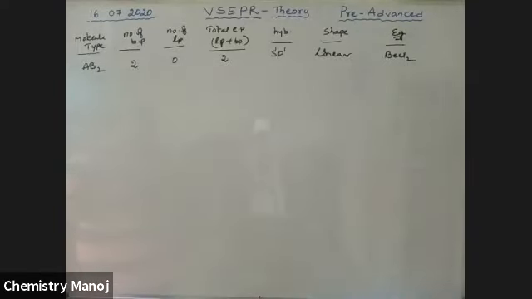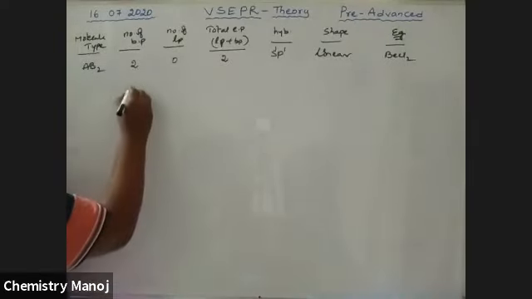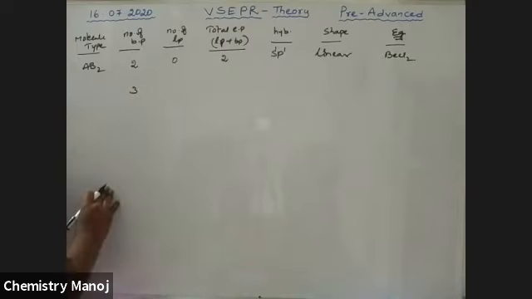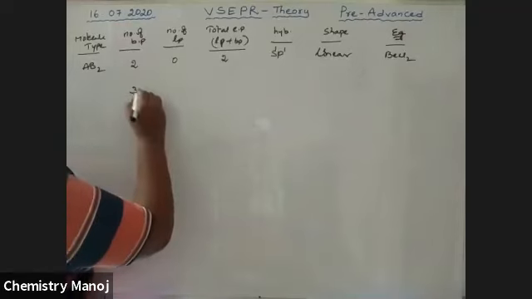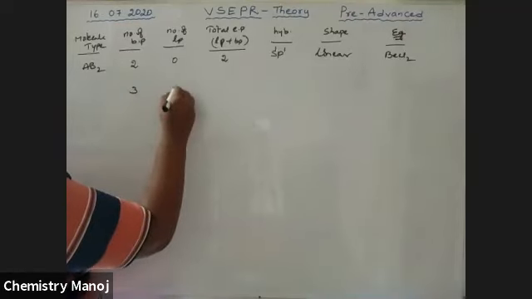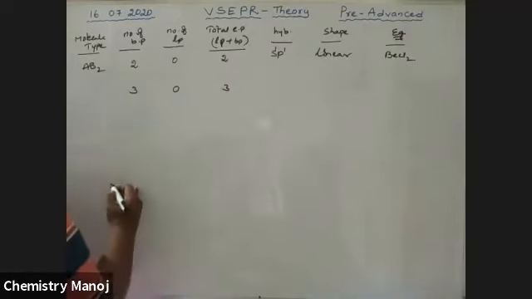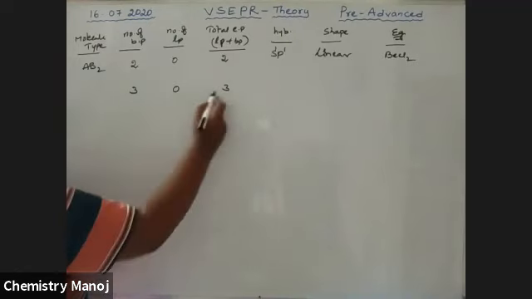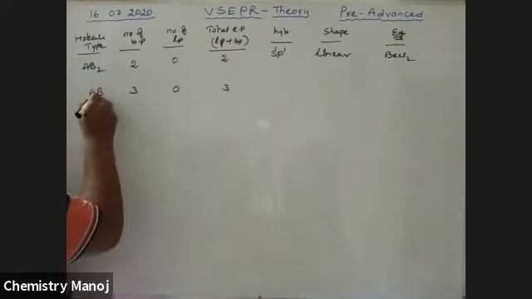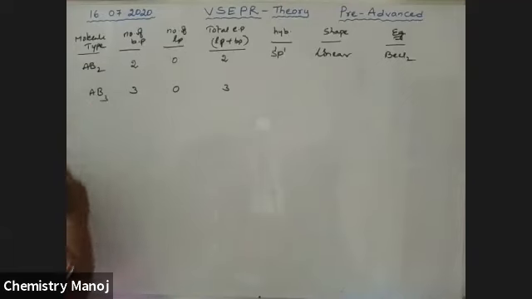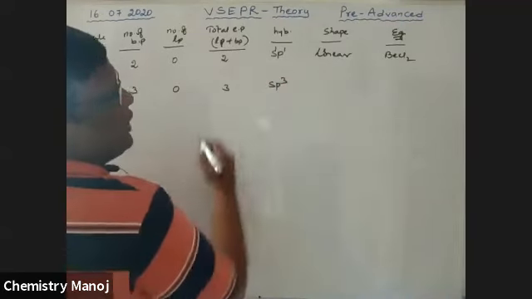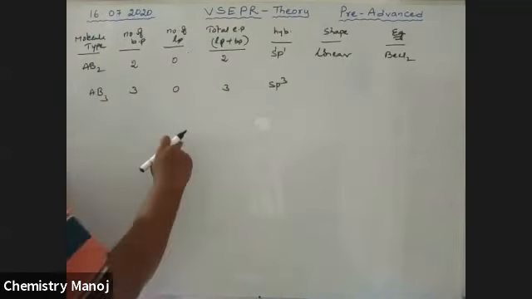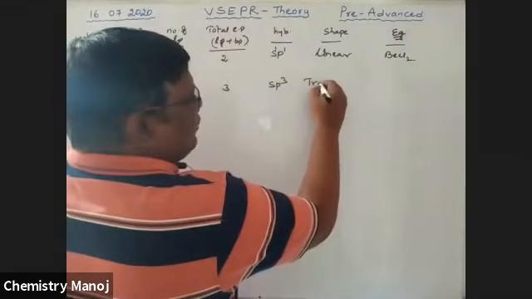Next, if the molecule contains 3 pairs, all these 3 pairs are bond pairs and 0 lone pairs, total 3 pairs. So total 3 pairs means it is an AB3 type molecule. Now the hybridization is sp2 hybridization. Because no lone pairs are there, there is no deviation, and it is a trigonal planar shape.